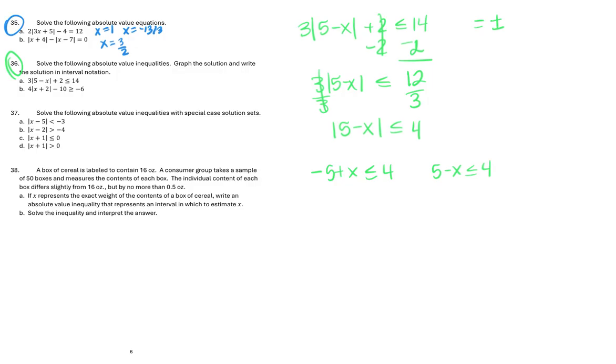So then I'm going to add the 5 on this one. I'm going to minus the 5 on this one. So I'll have negative x less than negative 1. And I'll have x less than 9. So with this one, I'll divide by the negative. And remember, when I divide by negative, everything flips. So I'll get a positive 1.